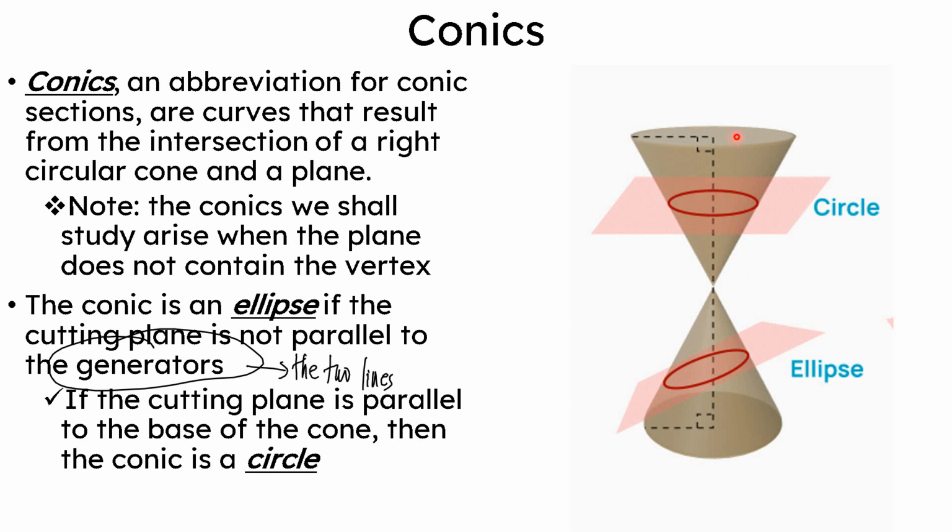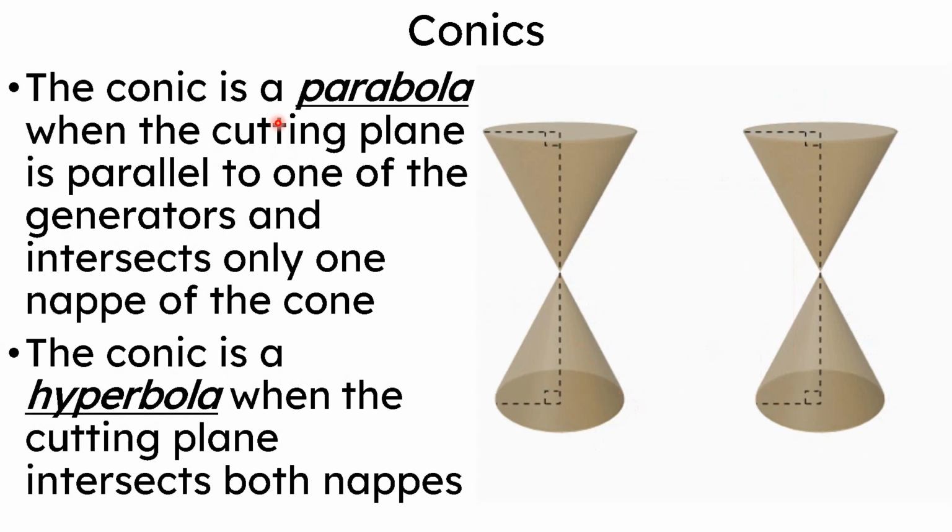If the cutting plane is parallel to the base, kagaya nito, it's parallel, then the ellipse is a circle. But if it's not parallel to the base, just like this, then it is just an ellipse that is not a circle. A circle is also an ellipse, but the cutting plane is parallel to the base. Hence, it's a circle. Pag hindi naman parallel dun sa base, it's an ellipse. Once the cutting plane is parallel only to one of the generators, and it intersects only one nappe or one cone, then the conic formed is a parabola.